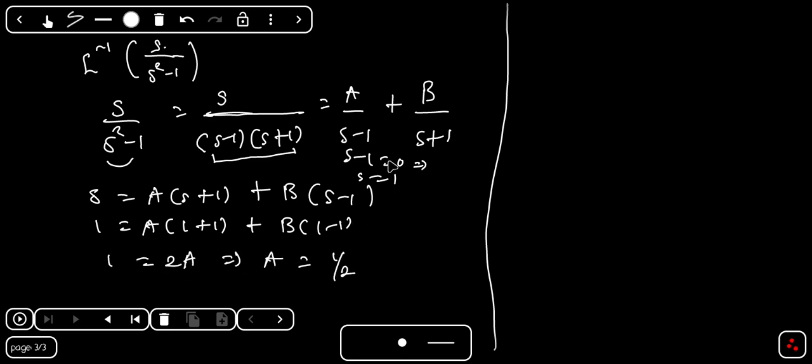Another one, you substitute s plus 1 to be 0. You set s plus 1 to be 0, so s plus 1 equals 0.